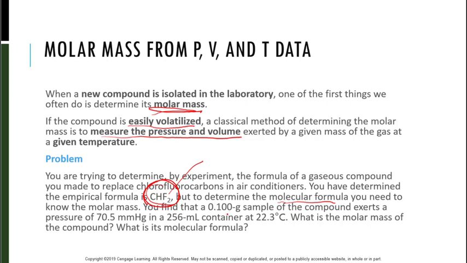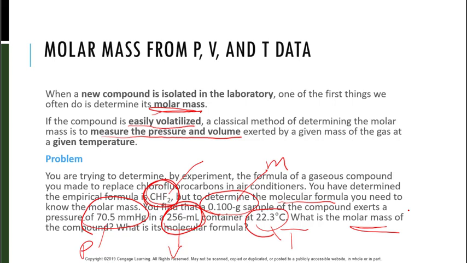So you find that a 0.100 gram sample, here's a mass, of the compound exerts a pressure of 70.5 millimeters of mercury in a 256 milliliter container, that's a volume, at 22.3 degrees Celsius, that's a temperature. What is the molar mass of the compound, and what is its molecular formula?